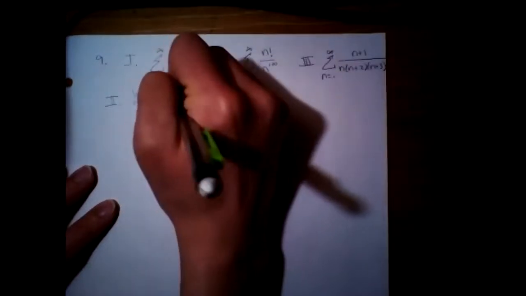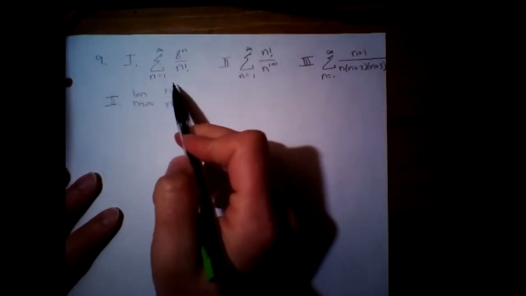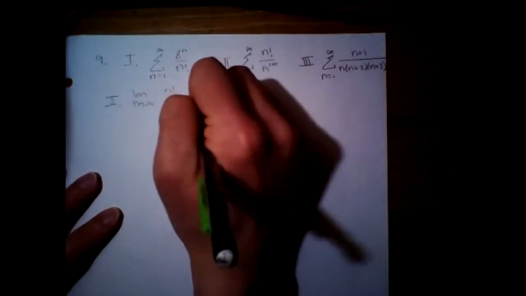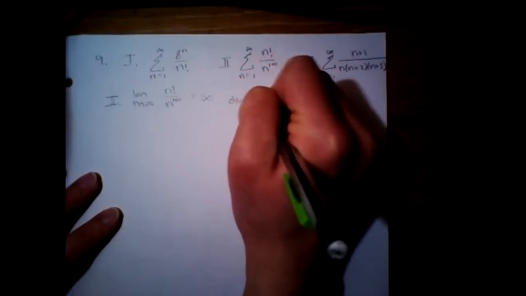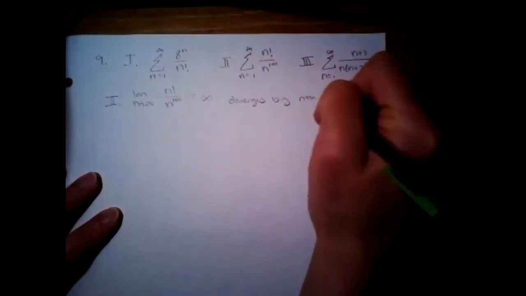So let's look at Roman numeral 2. If we do limit as n goes to infinity for this, I realize the denominator is n to the 100th, but a factorial is going to grow faster than anything. So this is going to go to infinity. And so that diverges by the nth term test.